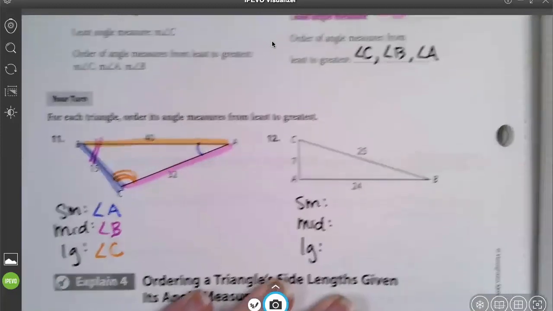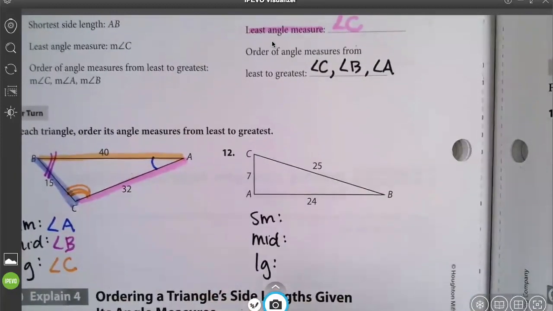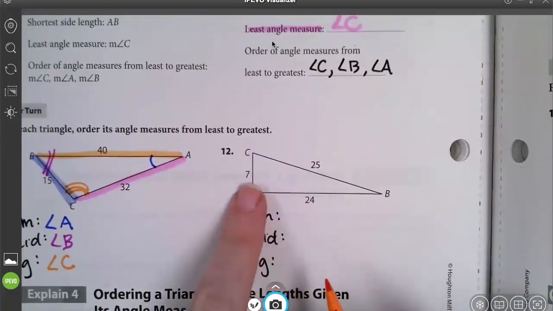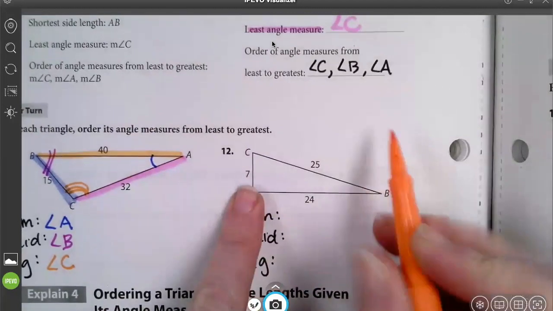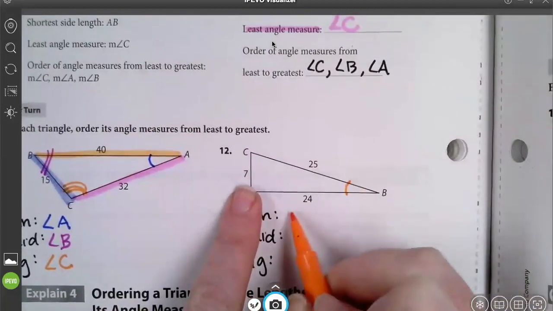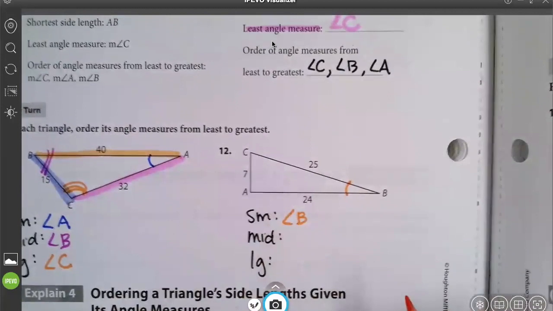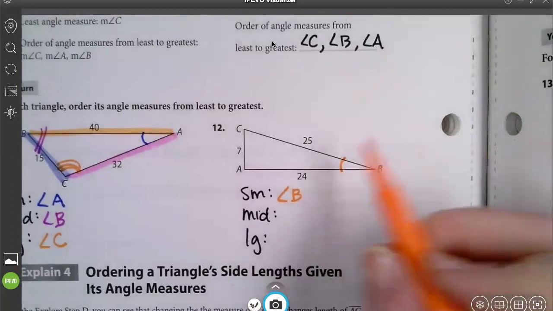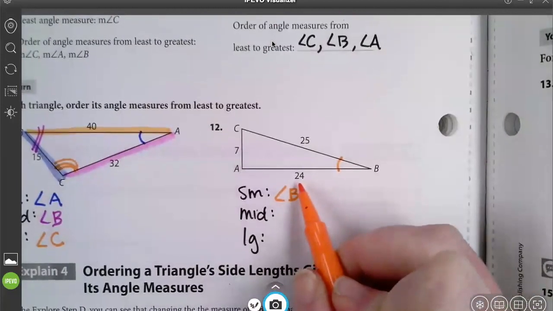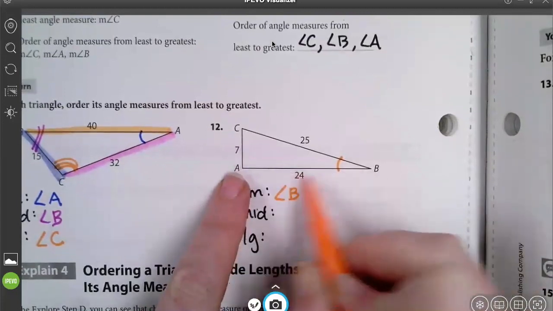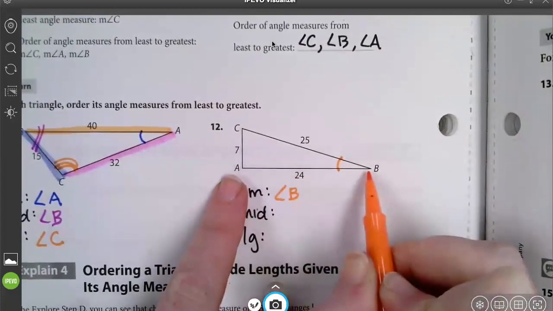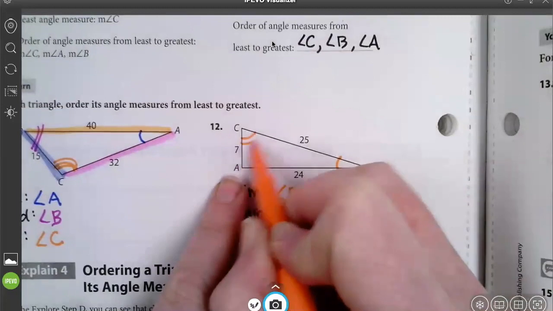Okay, last example, number 12. Our smallest side is 7. The angle across from that is angle B. Angle B is the smallest. Our middle side is 24. The angle that doesn't touch this side and is therefore across or opposite is C.